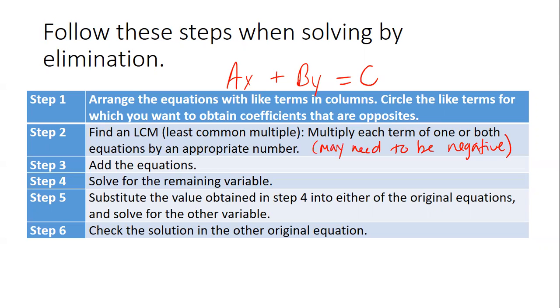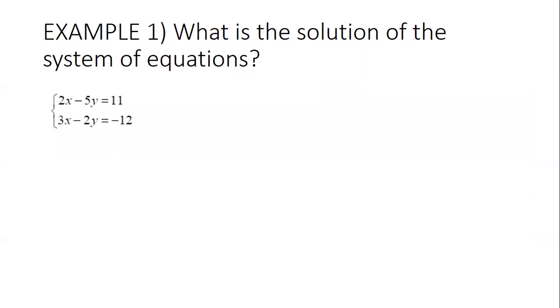So the best way to see this through is just to do it. So we're going to start here with example 1. For example 1, we have 2x minus 5y equals 11, and we have 3x minus 2y equals negative 12. So step 1 is to make sure that you're in AX plus BY equals C form. Am I in standard form? Yes. AX plus BY equals C, AX plus BY equals C. Do we see that? All right.